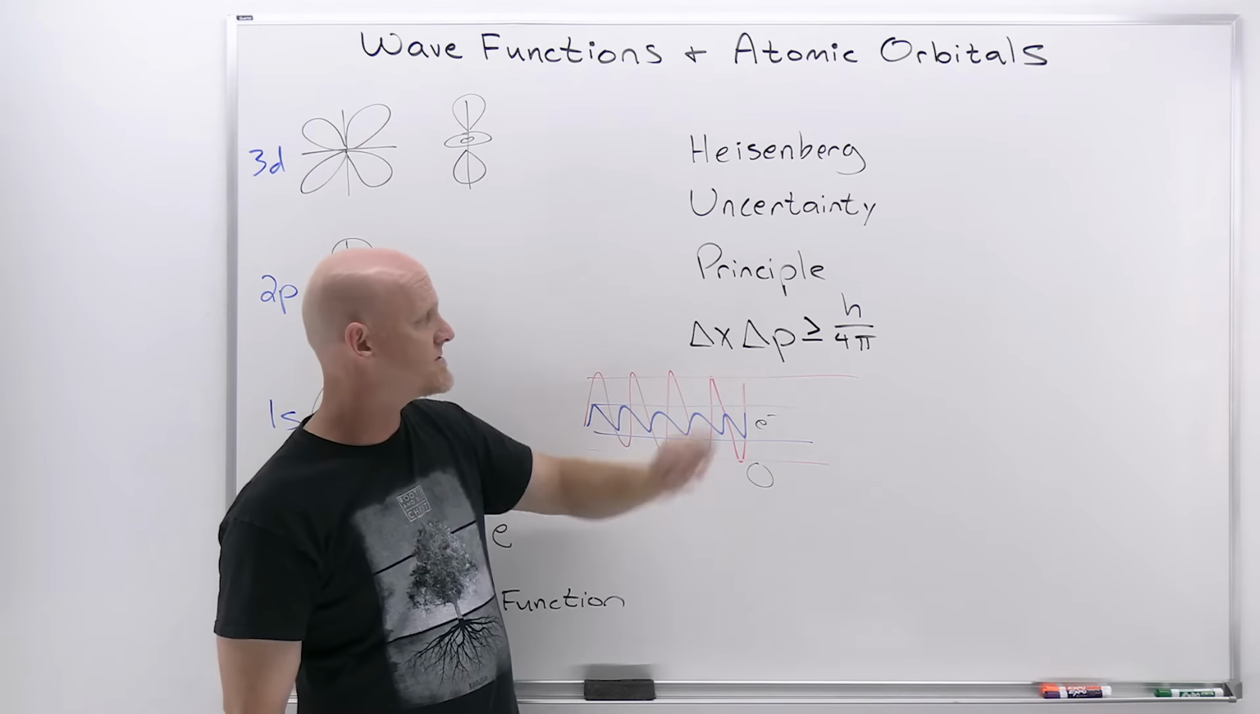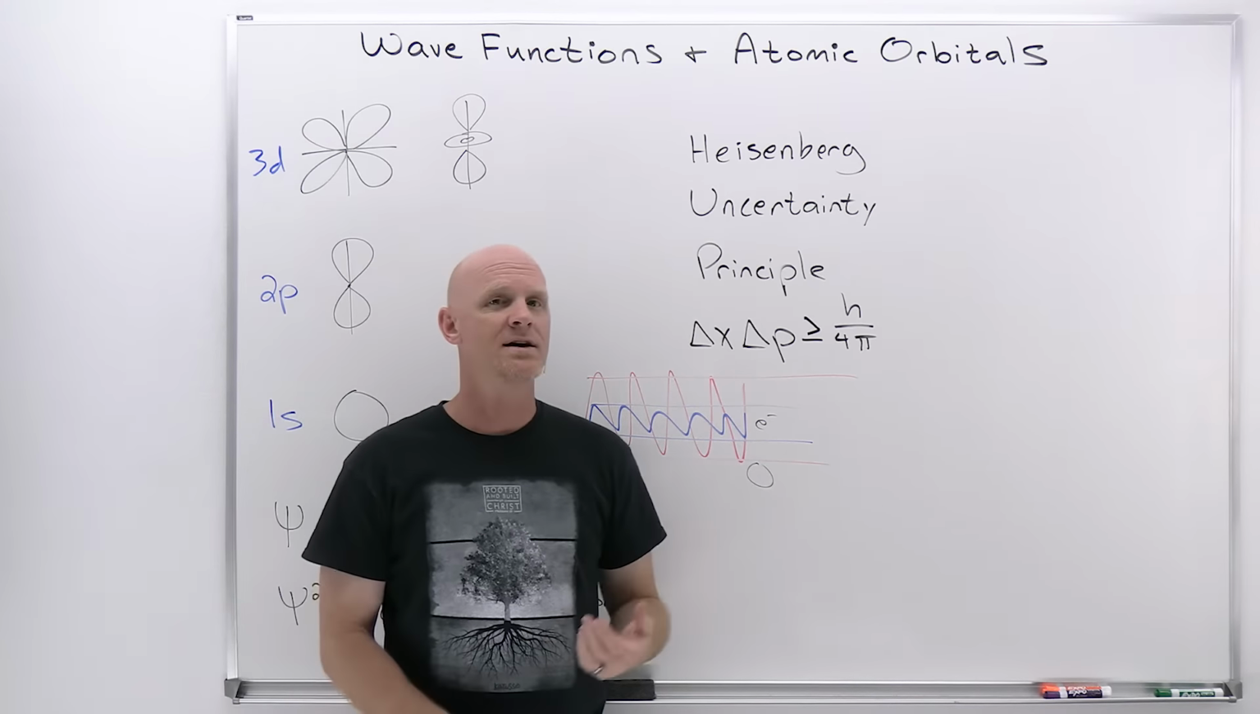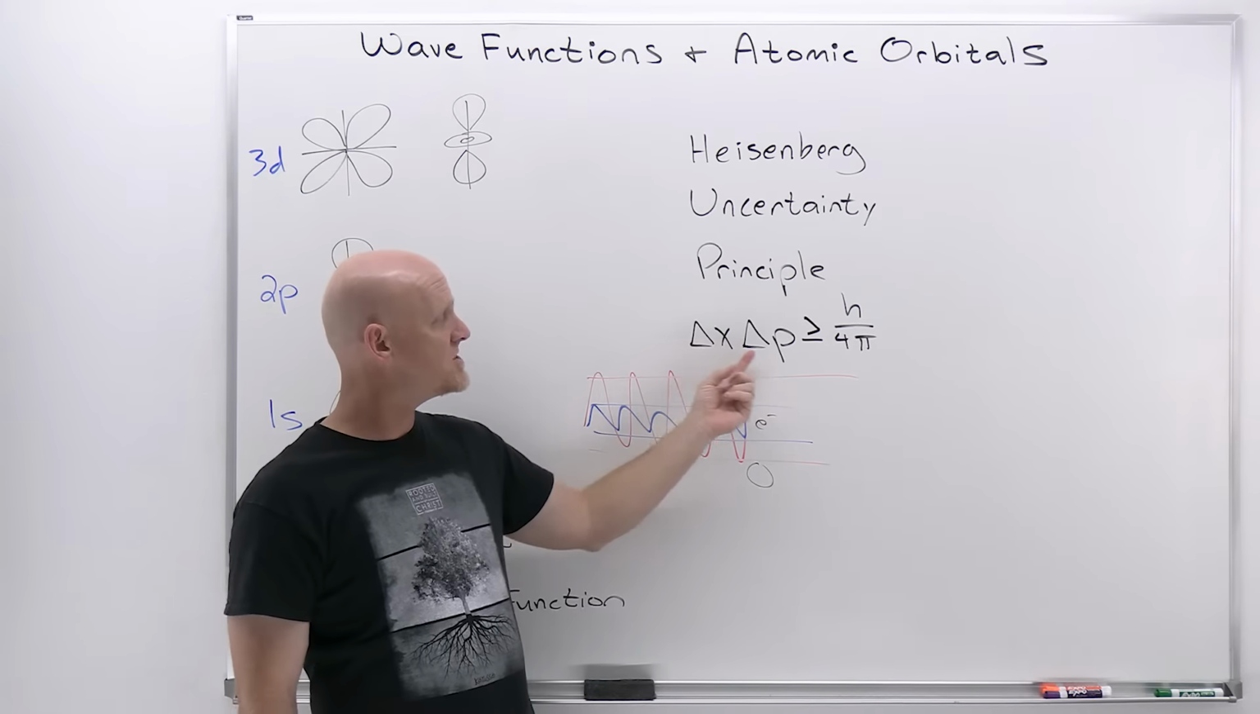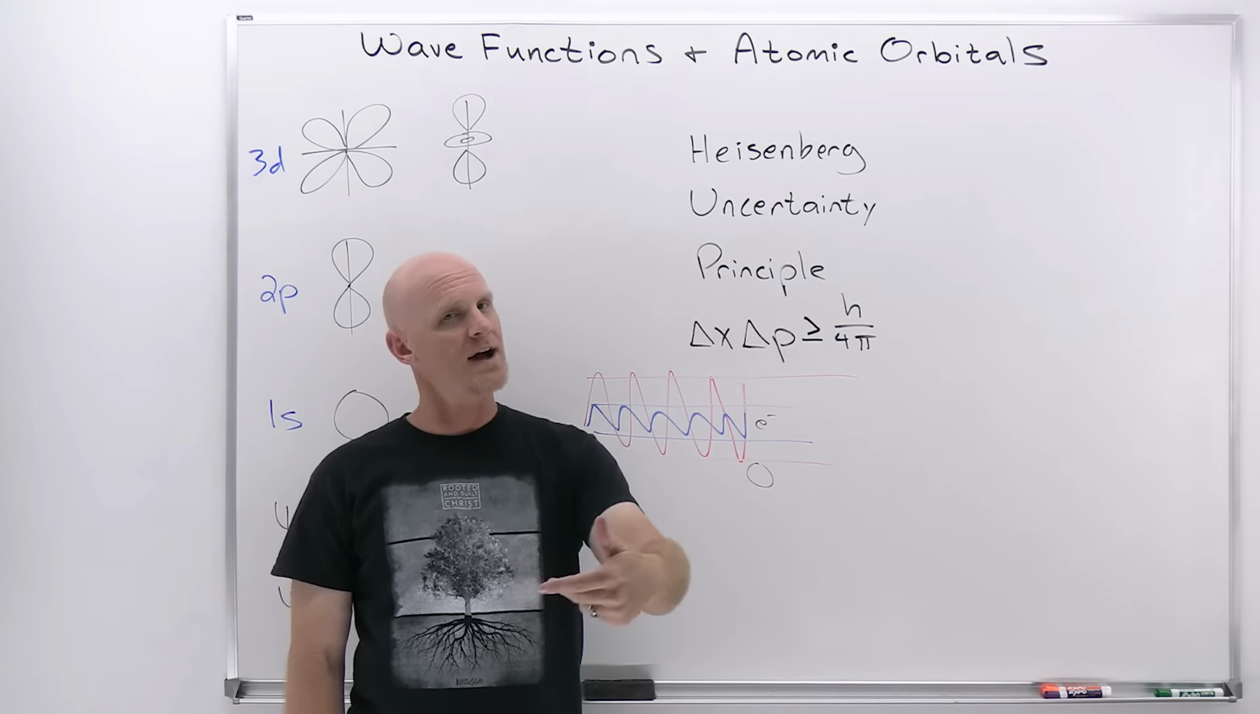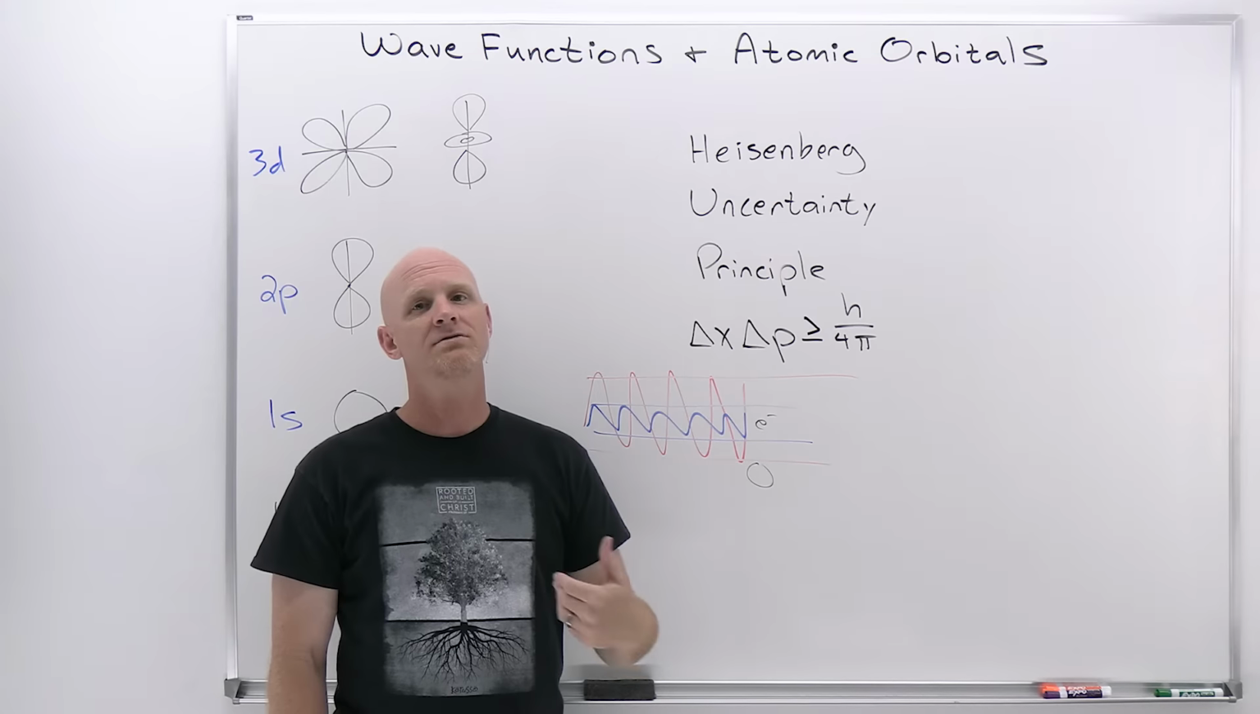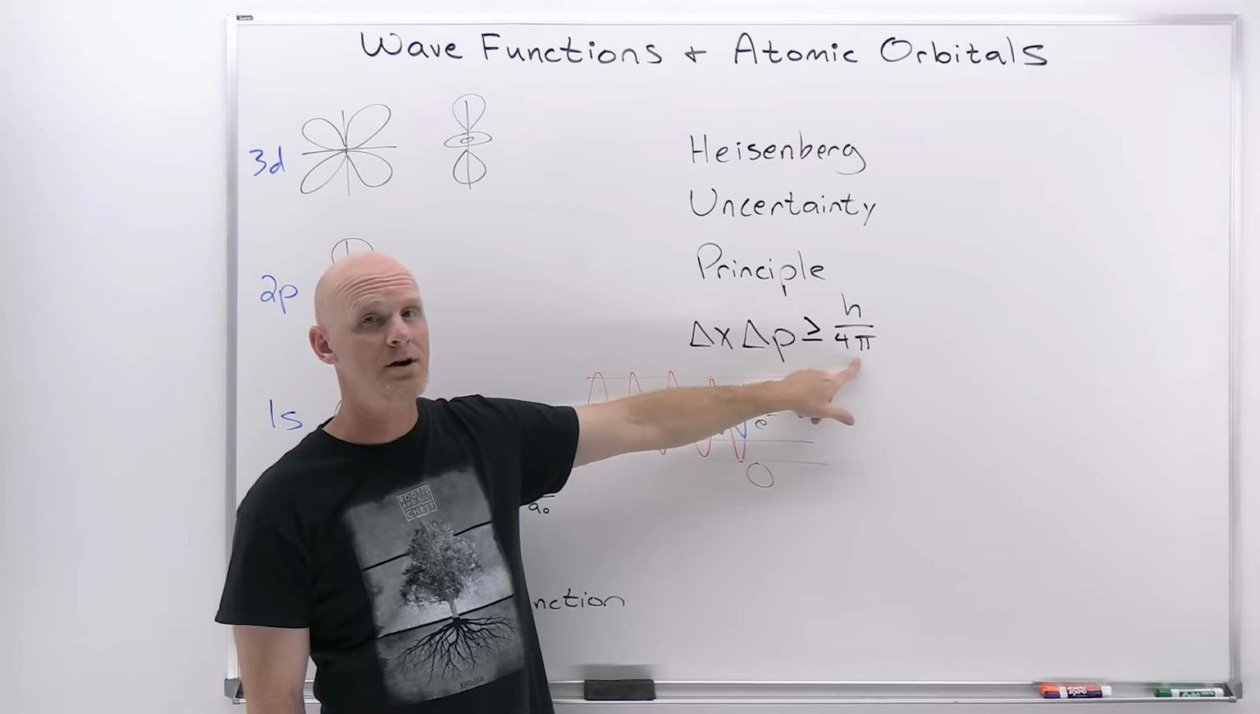Cool, that is the Heisenberg Uncertainty Principle. You could think of it as saying simply that you can't know the position and momentum of a particle, usually an electron, with infinite precision, and there's your limit right there.